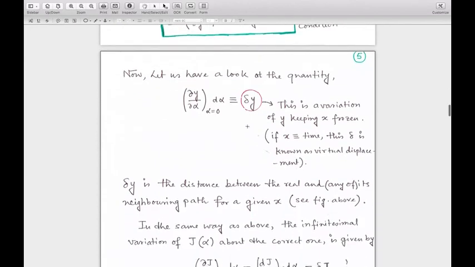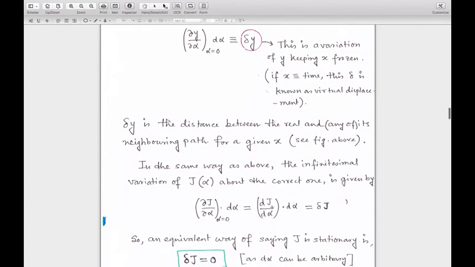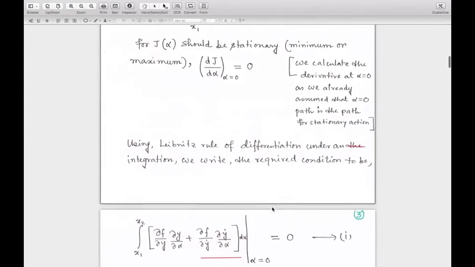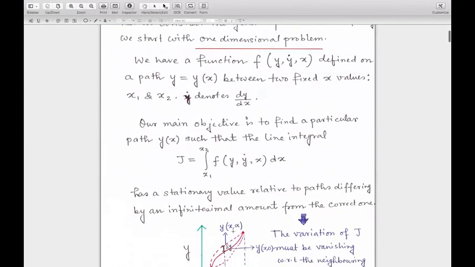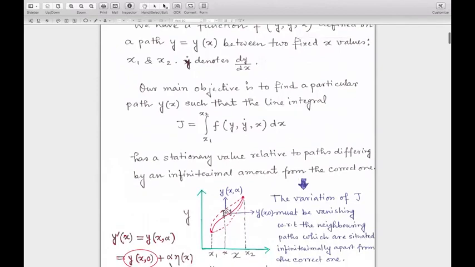So delta has a specific meaning. Now delta y is the distance between the real path and its neighboring path for a given x, as I just said. You can now think of the figure which I have drawn here. So this is the delta y, as it is written.